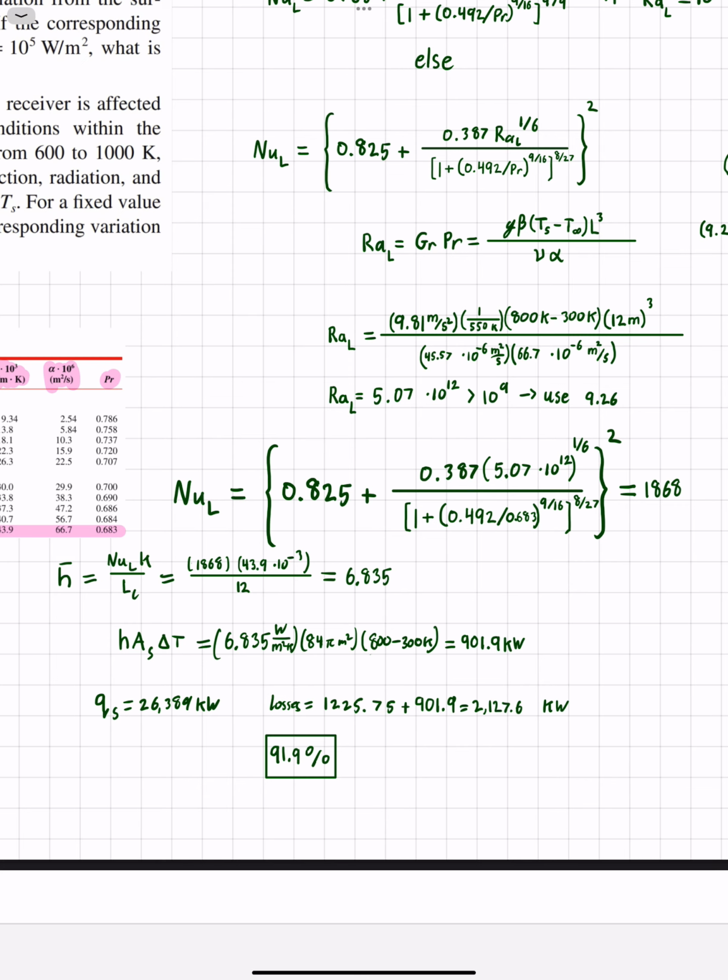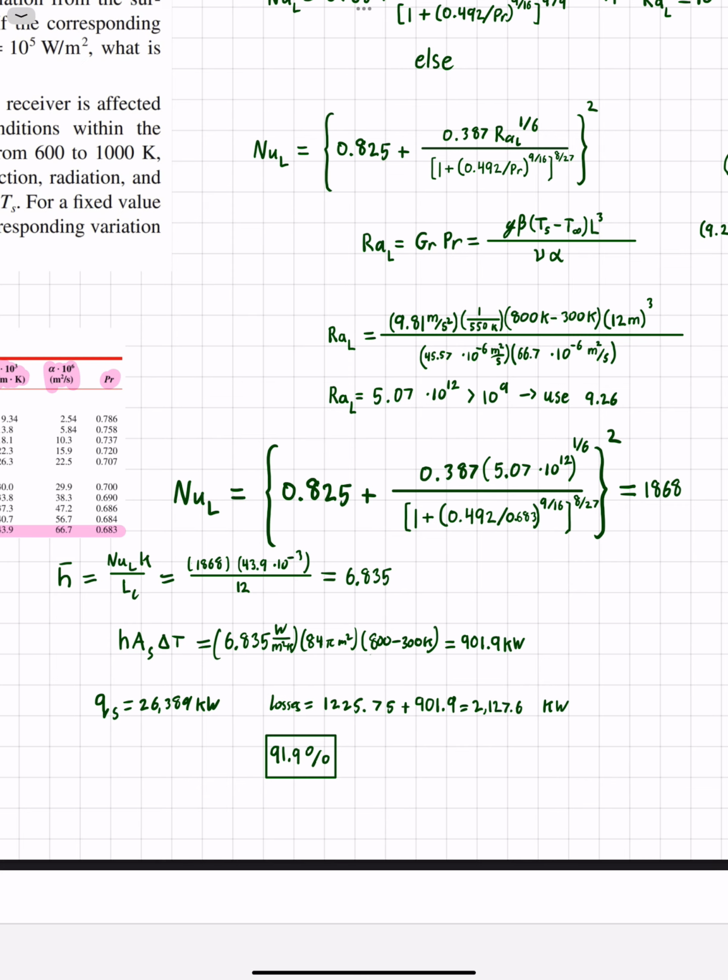So again, just a reminder, the Q sun is equal to 26,389 kilowatts, and our losses are equal to the Q rad and Q convection, which is 1,225.75 plus 901.9. So losses are 2,127.6. So then you subtract that out from the Q sun, divide that by the original Q sun, and find your losses. And this gets us an efficiency of 91.9%. So that's it for part A.